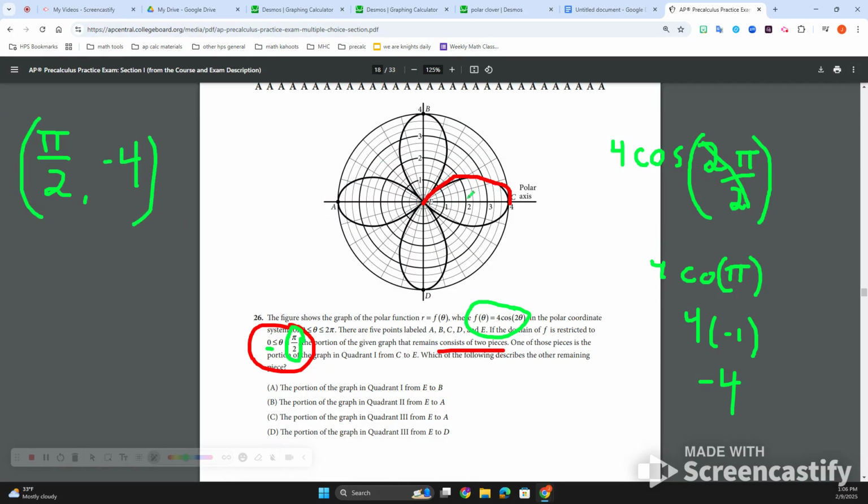So on my graph, I'm going to go up here. That's pi over 2, right? That's 90 degrees. And I need to be at negative 4. So the point D must be on my graph. There's no way to go from C to D, so I must go from E to D, which makes my answer D. The point D must be on the graph because that is the point pi over 2 comma negative 4. But again, all this is from just having some information. If this didn't work, I would choose 0, just the other end of the spectrum.